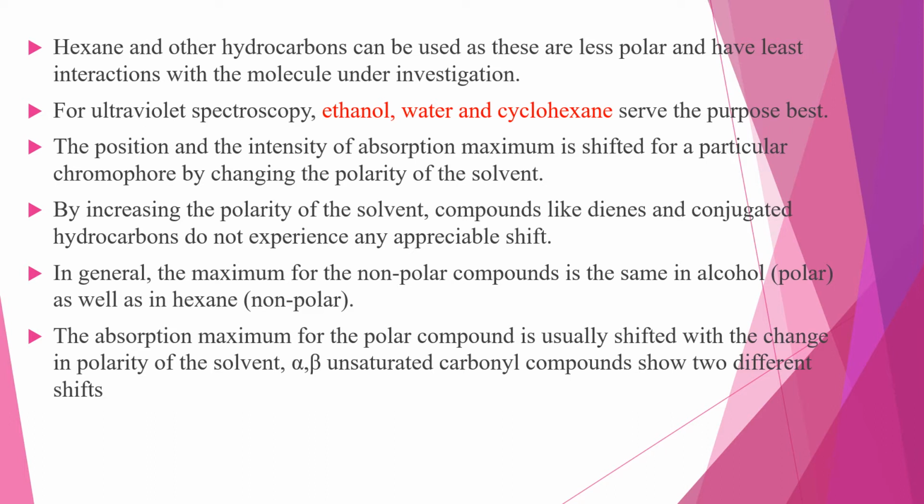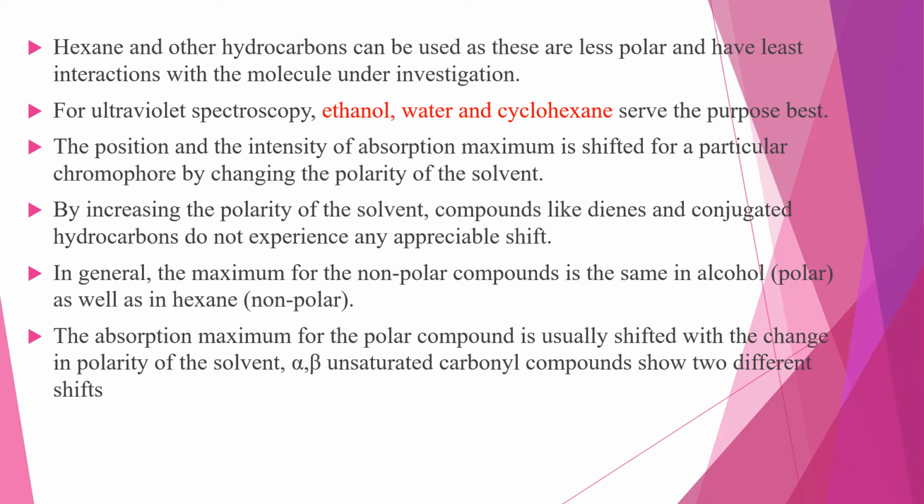The position and the intensity of the absorption maximum is shifted for a particular chromophore by changing the polarity of the solvent. By increasing the polarity of the solvent, compounds like dienes and conjugated hydrocarbons do not experience any appreciable shift. In general, the maximum for a nonpolar compound is the same in alcohol, meaning polar, as well as in nonpolar solvent. The absorption maximum for a polar compound is usually shifted with the change in polarity of the solvent.